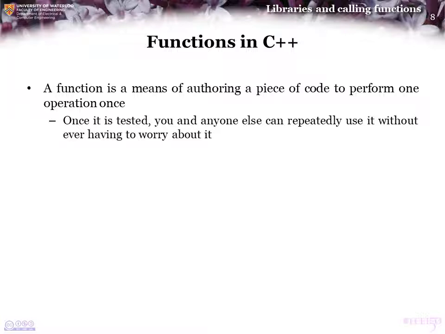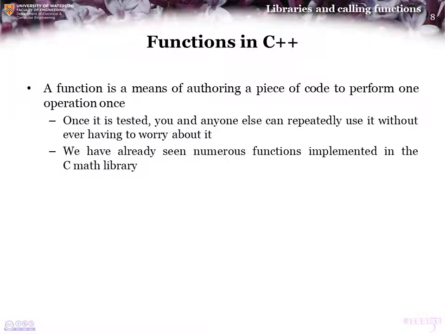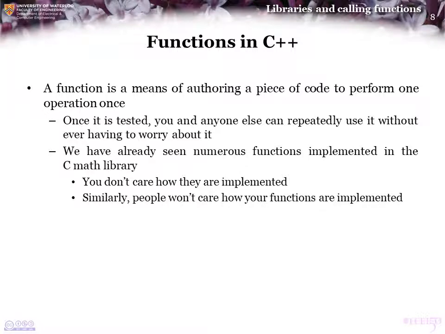It's already been tested. Other people are using it. If someone finds a bug, that one function can be corrected, and then everyone can make use of that correction. Also, everywhere where you have called that function will benefit from that correction. We've already seen numerous functions implemented in the C math library, and you don't care how they're implemented, you just assume that they are implemented correctly. The nice thing is, once you start authoring functions, people won't care how your functions are implemented so long as your functions have been tested and thoroughly documented.